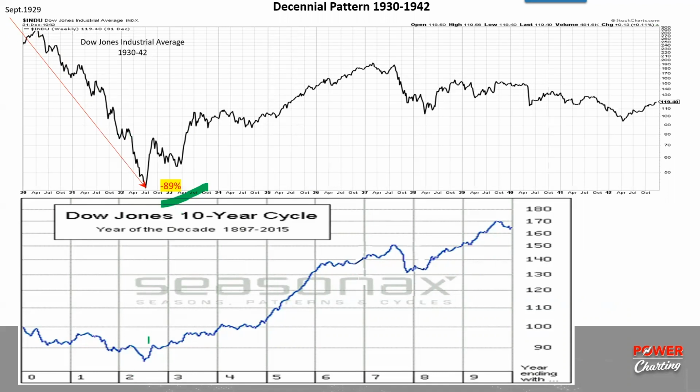Roosevelt was elected. Here you can see the downward stride of the market in 29, 30, 31, and 32. Well, 89% decline. Who could expect that? But it was a very wicked bear market, and produced a depression in the economy.